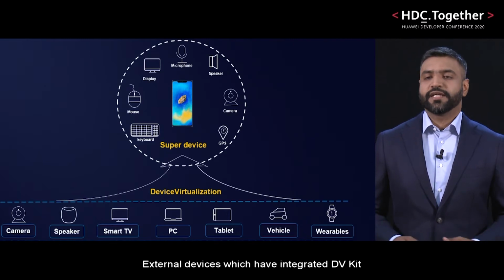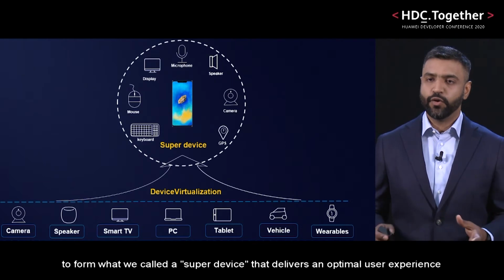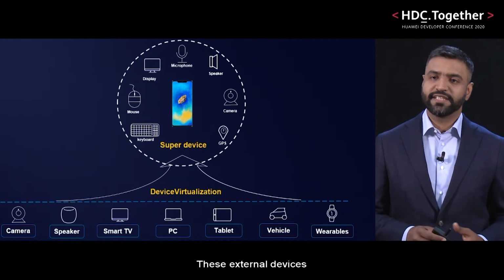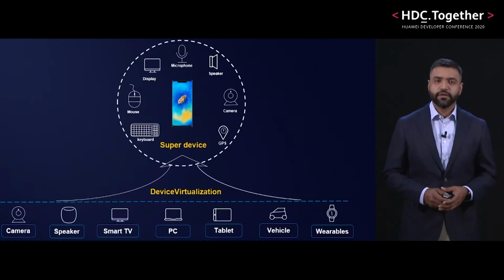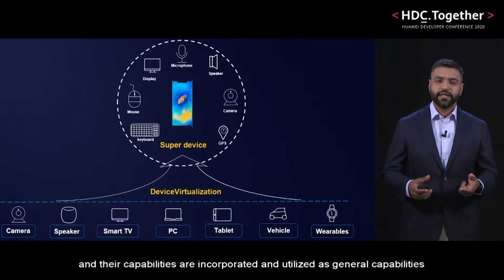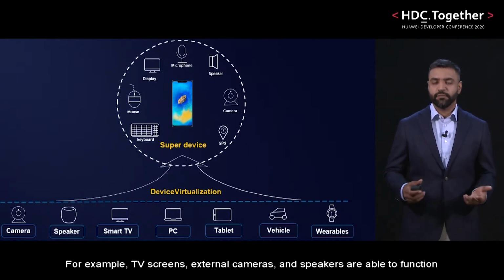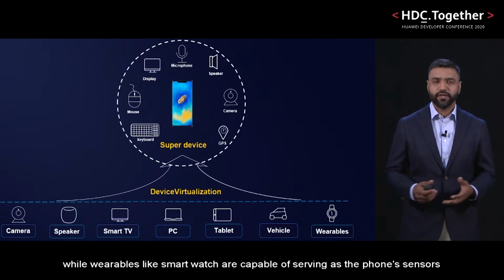In other words, external devices which have integrated DV-Kit are used to extend the mobile phone capabilities to form what we call a super device that delivers an optimal user experience. These external devices can be cameras, speakers, monitors, wearables, microphones, or more. Through our platform, external devices are converted into virtual components of mobile phones, and their capabilities are incorporated and utilized as general capabilities. For example, TV screens, external cameras, or speakers are able to function as if they are the phone screen, camera, and speaker, while wearables like smartwatches are capable of serving as the phone sensors.